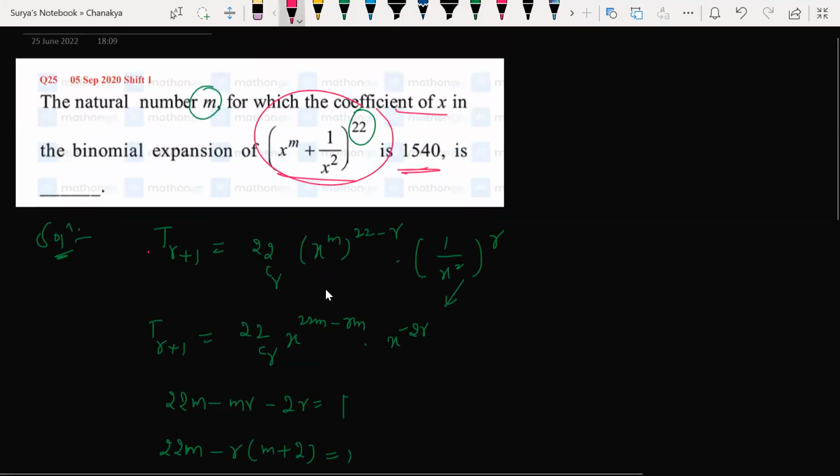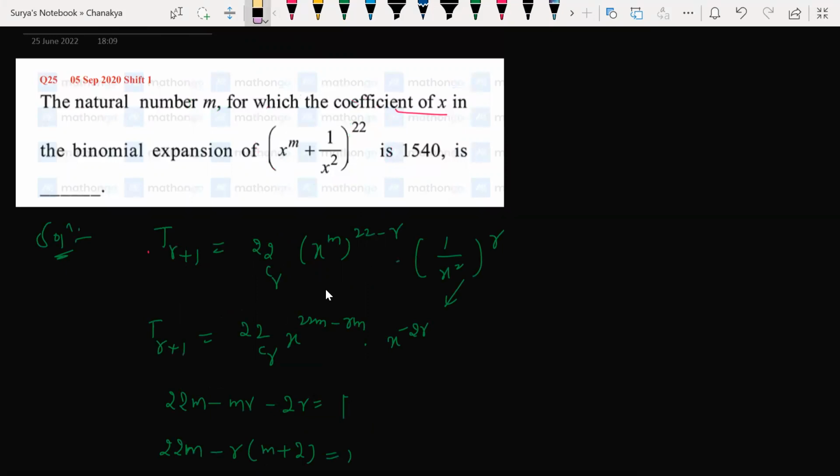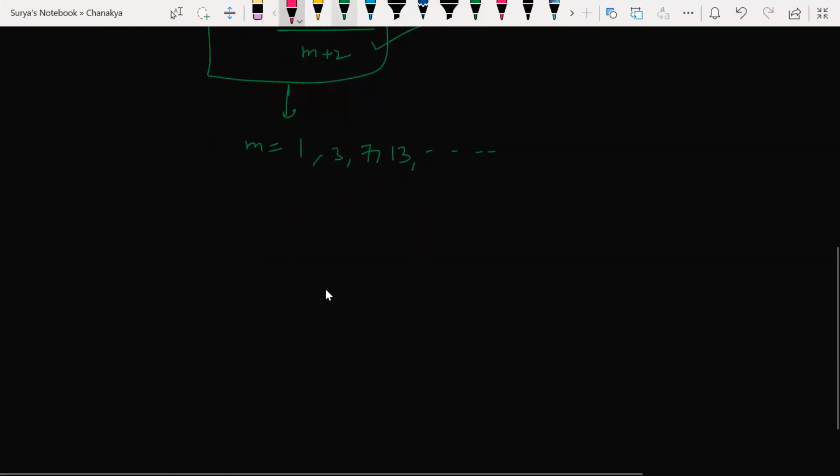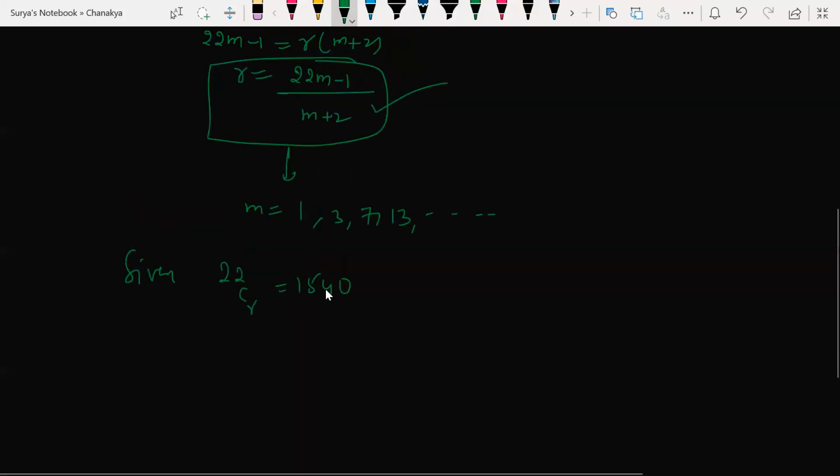But what has he given here? 22CR is equal to how much is given? The coefficient of x in the binomial expansion is 1540. So 22CR is equal to 1540. What is the possible value of R here? Which R value gives me 1540? 22C1 is not possible. Tell me the R value, boys and girls.